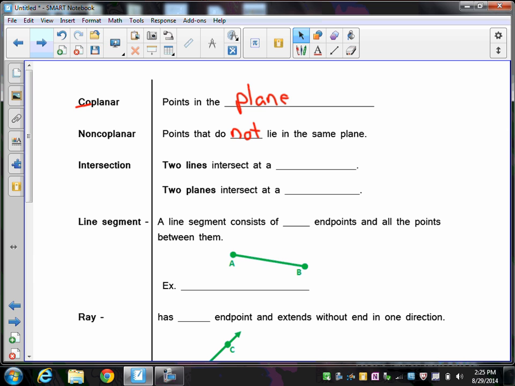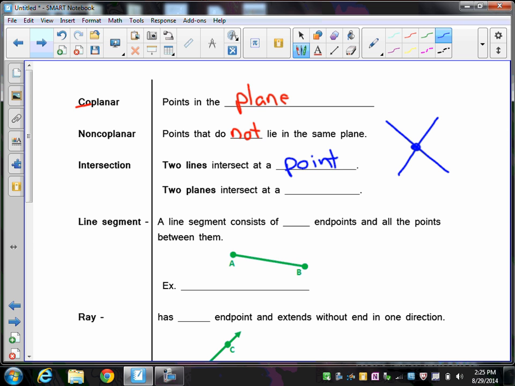So we talk about intersections. Intersections are something that might be a little bit difficult to see. The line shouldn't be too hard, though. Whenever we have 2 lines, where do they intersect? They intersect at a point. So remember, to intersect means to touch.